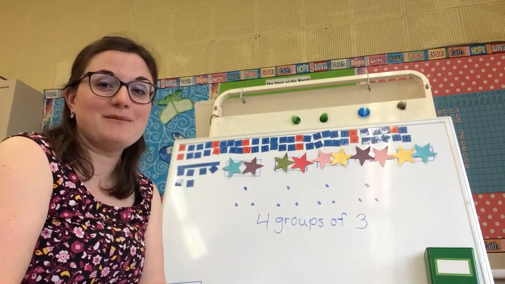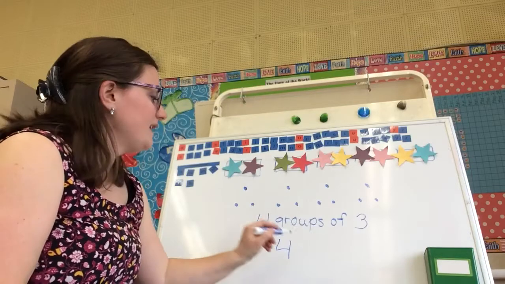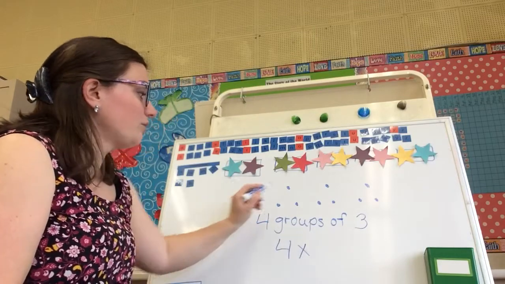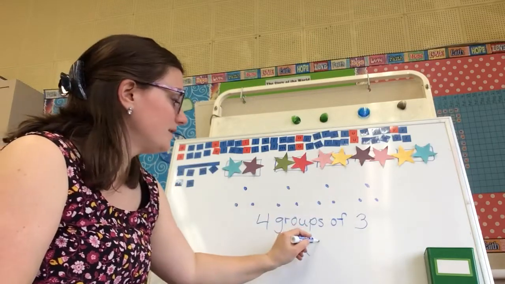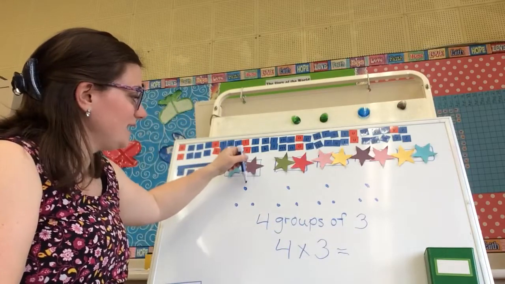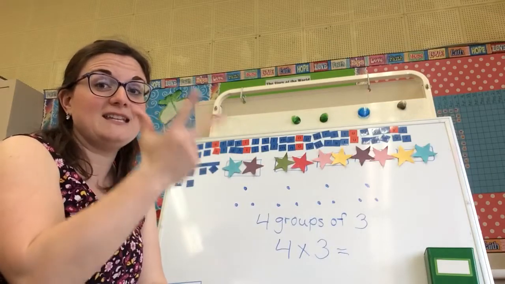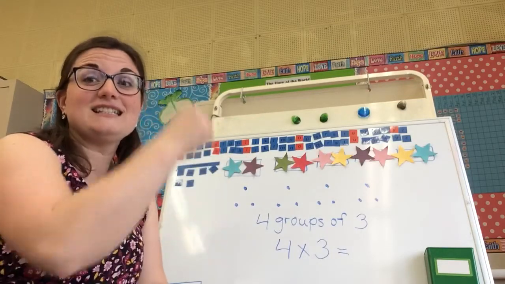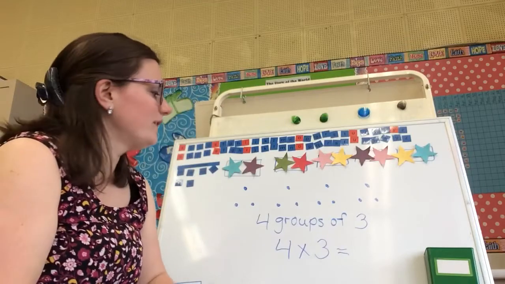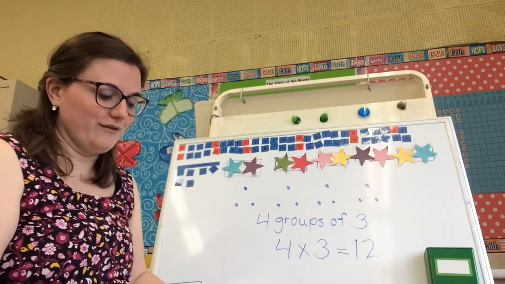And I can use our new symbol by doing 4, because that's the number of groups, times 3 in each group equals, and let's count by 3s. 3, 6, and then you could add 3 more, 7, 8, 9, add another one, 10, 11, 12. 4 times 3 equals 12.